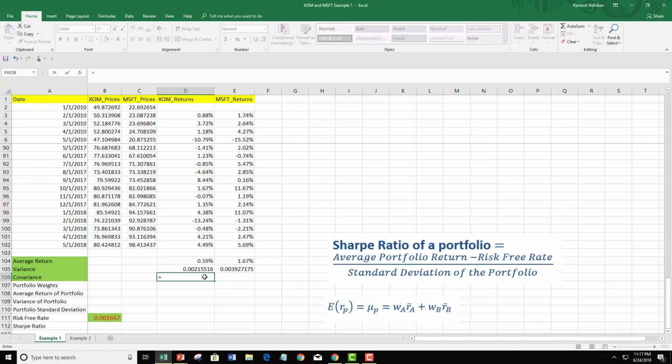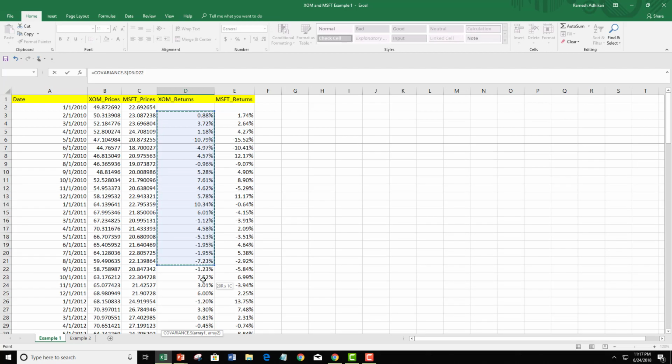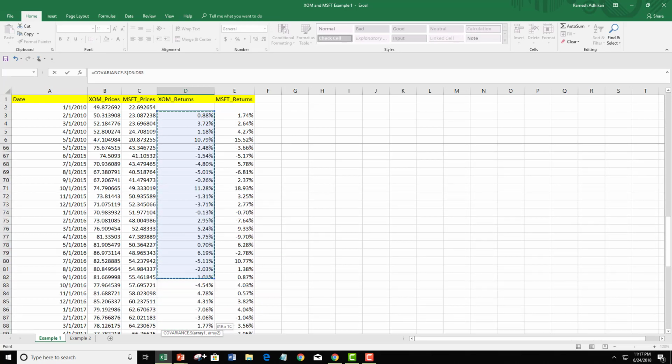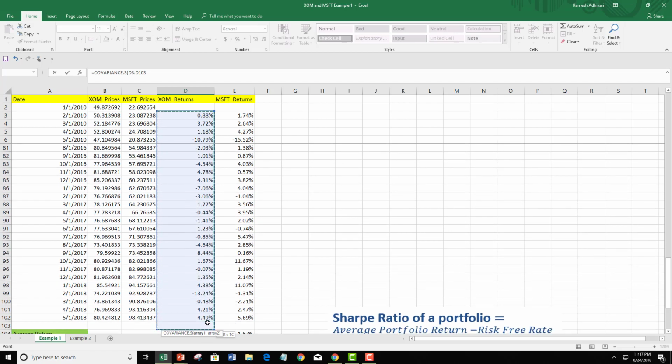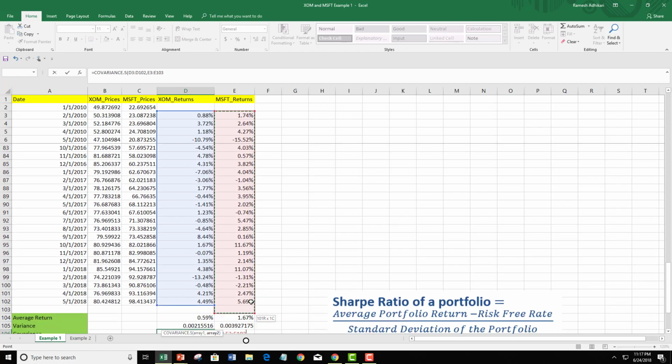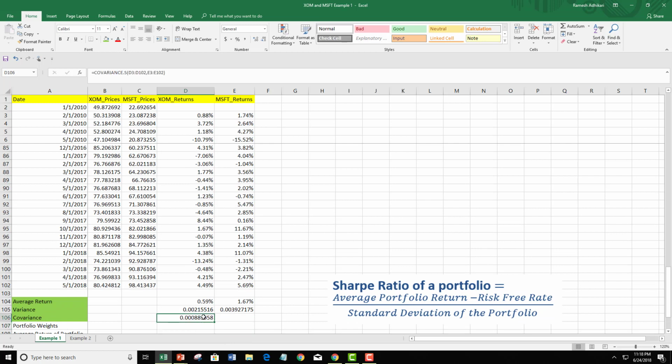So Excel has a function called COVARIANCE.S. We're going to use that function to compute the covariance. So remember how to use that, COVARIANCE.S, and you have to select the return series of XOM, right, and comma, the return series of Microsoft. So once you make those two selections, you can close the parenthesis and enter, and that gives us the covariance.